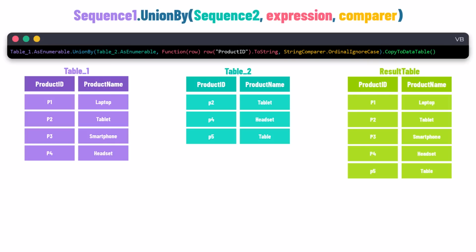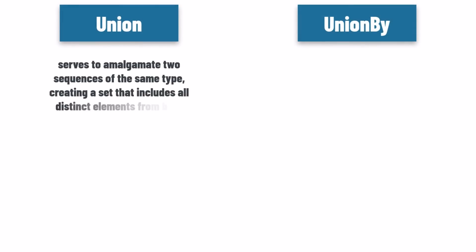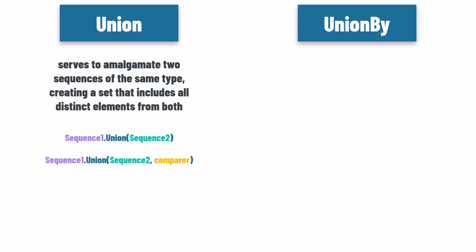Before ending this video, let's summarize the most important points. The Union method in LINQ serves to amalgamate two sequences of the same type, creating a set that includes all distinct elements from both. Its first overload relies on the default equality comparer, suitable for simple types or when a straightforward comparison is sufficient. The second overload incorporates a custom comparer, such as DataRowComparer, to handle complex types where a nuanced approach to equality is required, considering the entire data row or object.